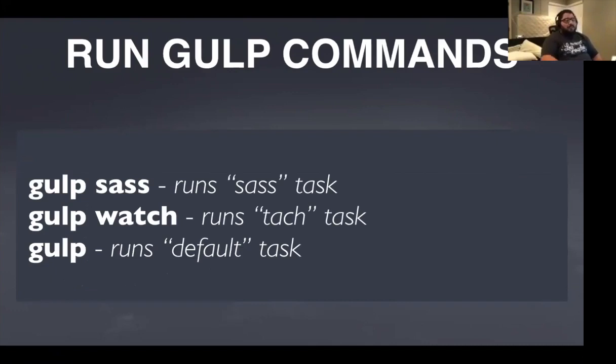So once you have all your tasks created, once you're in command line, all you have to do is run them. And all you do to run them is type gulp, space, and then the name of the task. So in the previous example, we had the SASS task defined. So I'm going to write gulp space sass, and that'll run the SASS task.